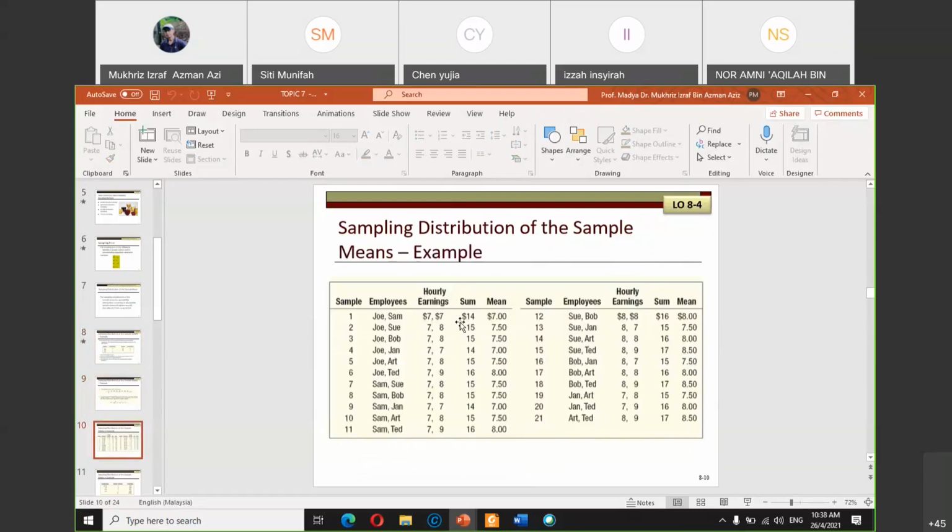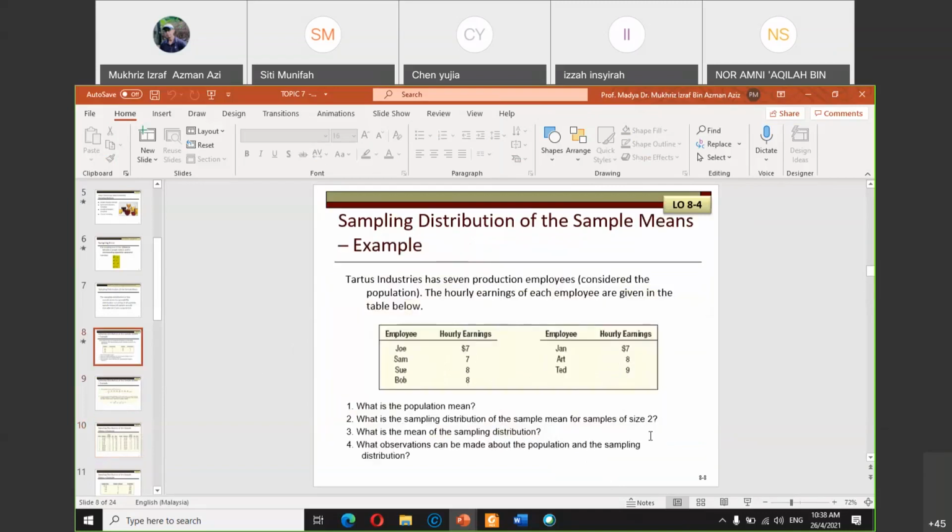Meaning that if you want to take a sample of 2 people, you may end up with one of these 21 possible combinations. For example, you may get Joe and Sam as your sample, or you may get Sam and Sue, or any other combination from these possible 21. If you take Joe and Sam, the mean will be 7. If you take, for example, Art and Ted, it will be 8.5.